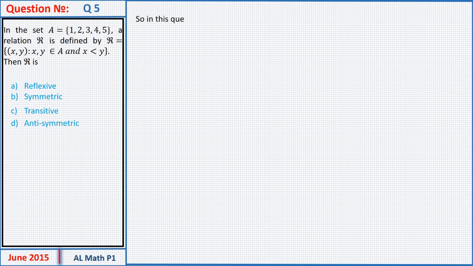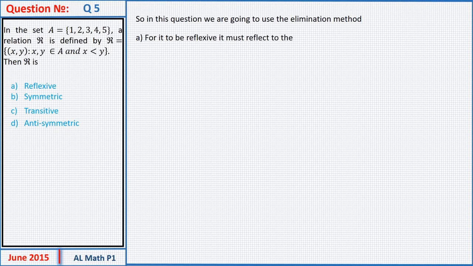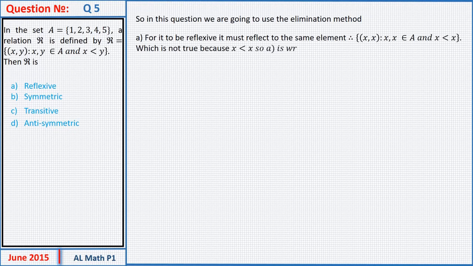Let's start with A. In this question, we are going to use the elimination method. We take the first case, A, and check whether it is reflexive. If not, we go to B, do the same, go to C, and so on until we reach the answer. So we start with A, reflexive. For it to be reflexive, it must relate to the same element. That is, if we have x and x belonging to A, x must be less than x. But x can never be less than x. It is not true. So A is wrong.